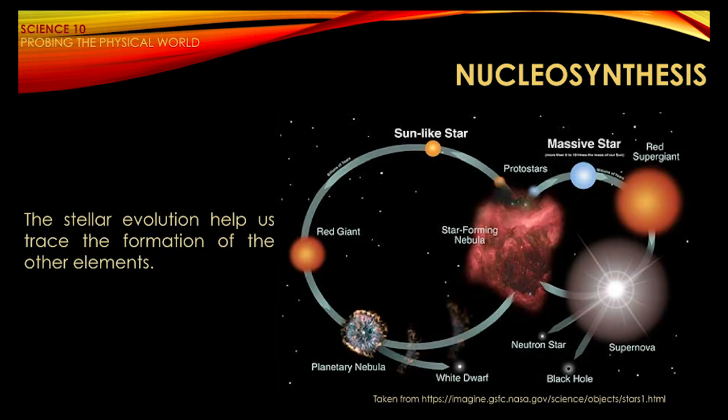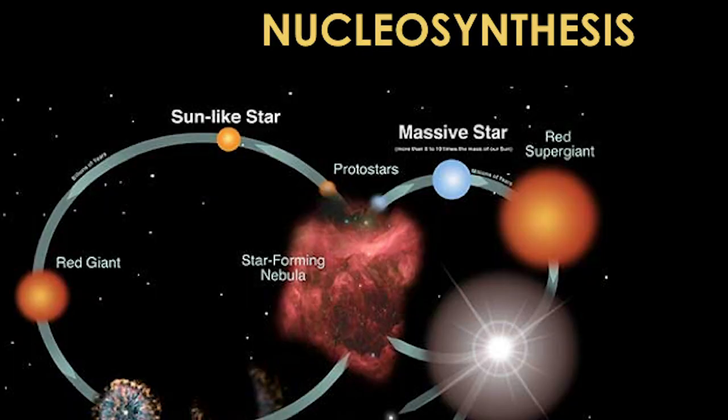The stellar evolution helps us in tracing the formation of the other elements. The life of a star generally begins when a gravitational collapse of cool, dense molecular clouds happens. As these clouds collapse, they fragment into smaller regions which themselves contract to form stellar cores, the protostars. These protostars rotate faster and increase in temperature as they condense and further contract.